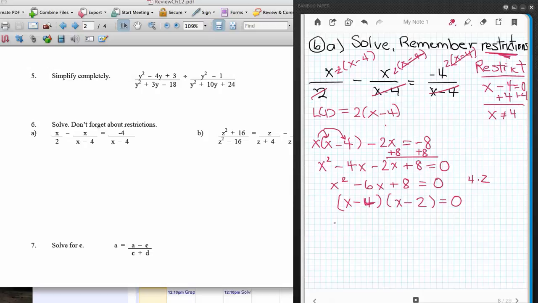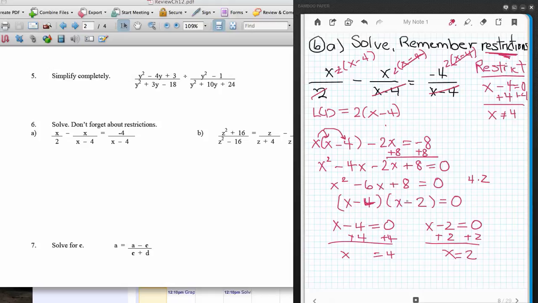So now once I have this, I'm going to solve each of these simple linear equations using the zero factor property, in other words. And so I have x minus 4 equals 0 and x minus 2 equals 0. So this is plus 4 and plus 4 over here. And now I have x is equal to 4. And then over here, plus 2 and plus 2. And then that gives me that x is equal to 2.